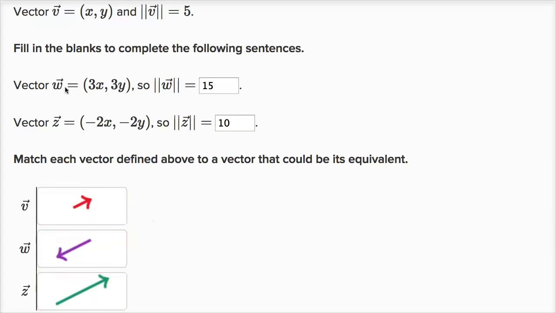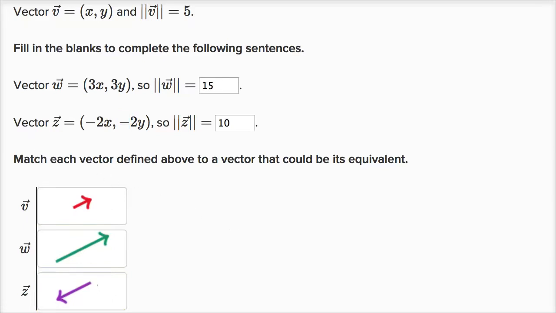Now vector w would be one that has 3 times the magnitude, and it's going in the same direction. So this one has 3 times the magnitude. It looks like 3 times roughly, and it's definitely going in the same direction. And then vector z would have 2 times the magnitude, but since we're multiplying it times a negative scalar, it's going to go in the opposite direction. And this looks like it. This purple arrow looks like it's about twice the length of this red arrow, and it's going in the opposite direction. So I feel pretty good about what we have done here.